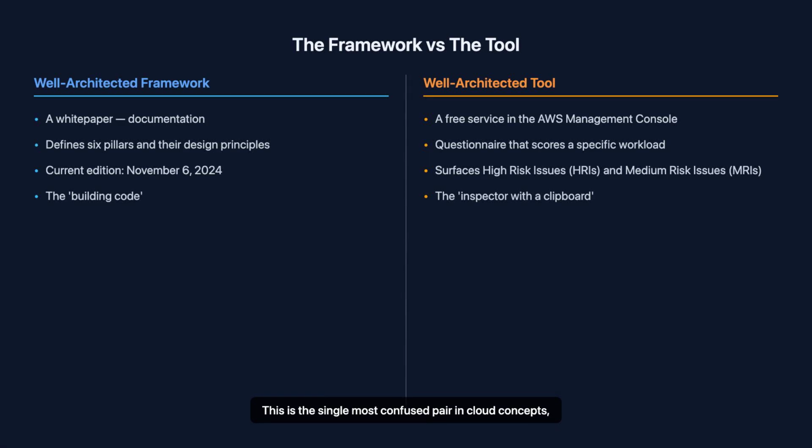This is the single most confused pair in cloud concepts, so let's nail it down. The Well-Architected Framework on the left is a white paper. It's documentation. It defines the 6 pillars and their design principles, and the current edition is dated November 6, 2024. Think of it as the building code. The Well-Architected tool on the right is a free service inside the Amazon Web Services Management Console. It's a questionnaire that scores a specific workload and surfaces high-risk issues and medium-risk issues. Think of it as the inspector with a clipboard who walks your house and hands you a punch list. The code says what good looks like. The inspector tells you which things in this specific house aren't there yet.